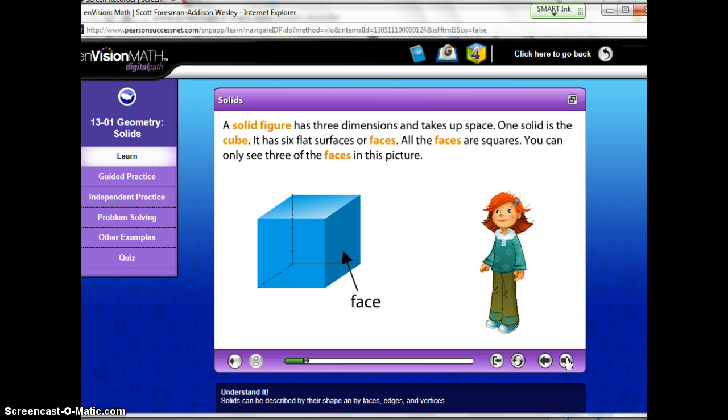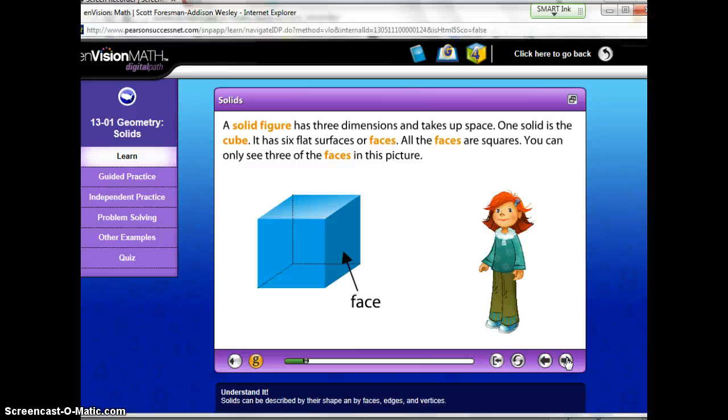A solid figure has 3 dimensions, so it doesn't lay flat. It takes up space. One solid is a cube, like I have in my hand. It has 6 flat surfaces. We call those flat surfaces faces. Kiara, we call these faces. All of the faces in a cube are squares. They're all exactly the same, Brendan and Alan.